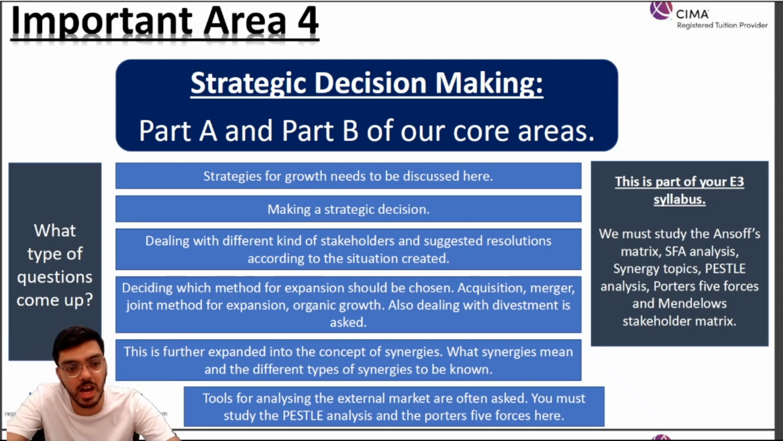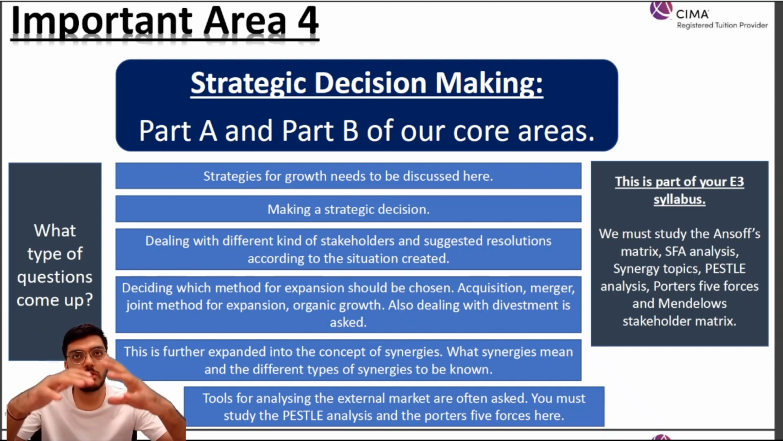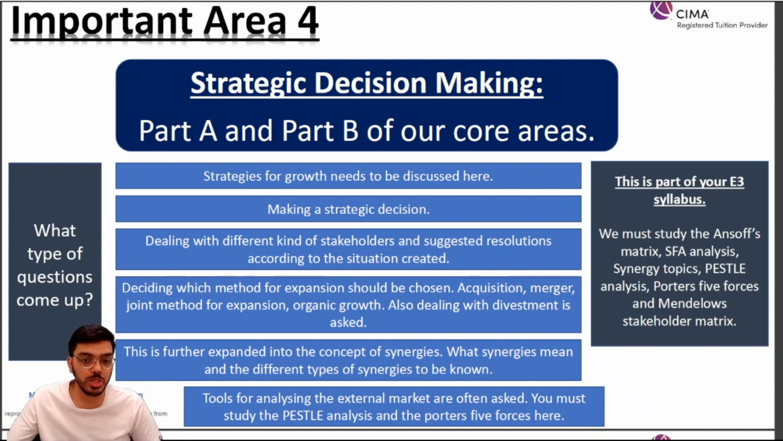All of these are direct studies from your E3 syllabus which are vital. For growth, you study the Ansoff matrix. For strategic decision making, you study the SFA model. For stakeholders, you study Mendelow's matrix. For synergy topics, you go through your E3 syllabus. It's right there. For your external analysis, you view Porter's 5 forces. So these are layouts or just ideas that we've given you which you can study.